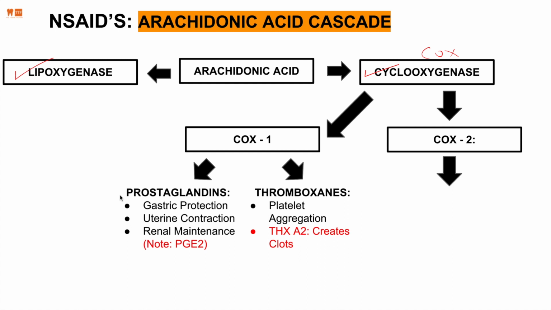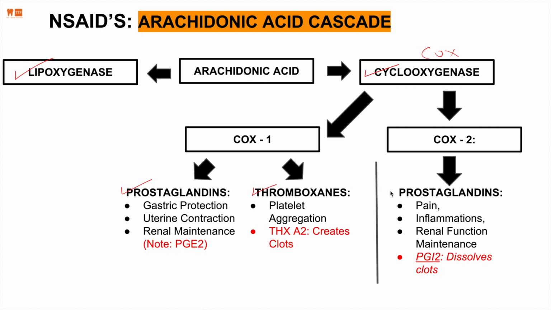COX-1 will further divide into prostaglandins and thromboxanes. COX-2 will have its own prostaglandins. So now remember, we're looking at 2 different types of molecules, prostaglandins and thromboxanes. In COX-1, the prostaglandins are used towards gastric protection, so the mucosal protection of the gastric tract, the uterine contractions during menstruation or pregnancy, and then renal maintenance, which is proper functioning of the kidneys. This is done by PGE2, which is prostaglandin E2. This is very important, so please remember this point.